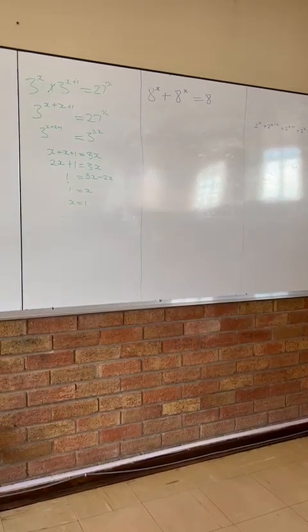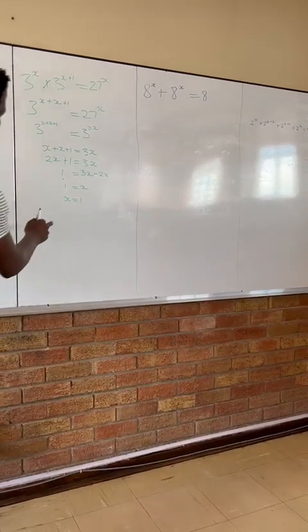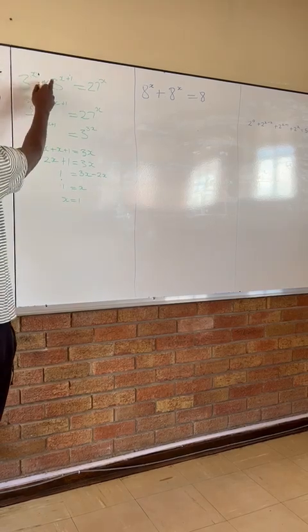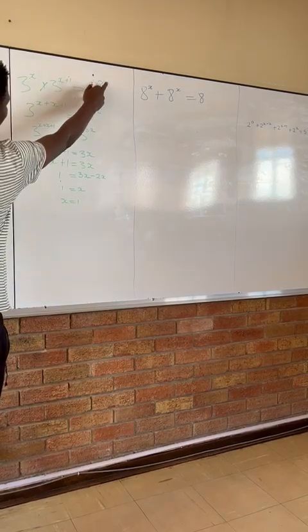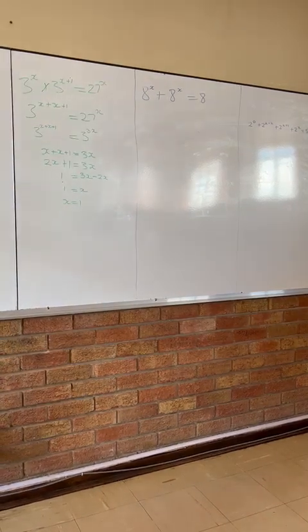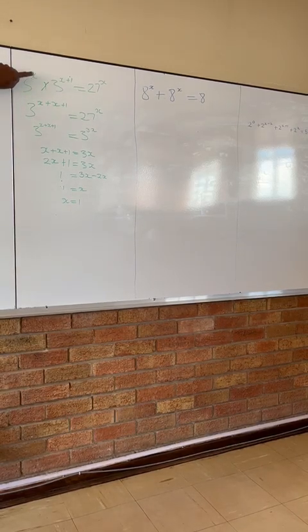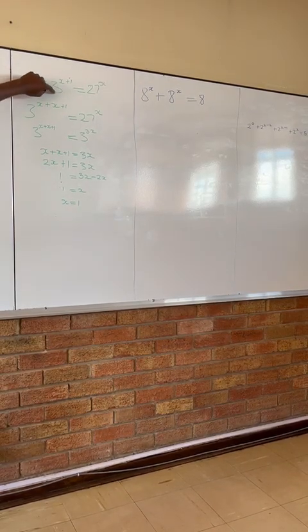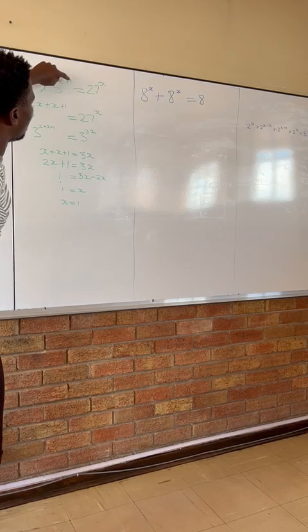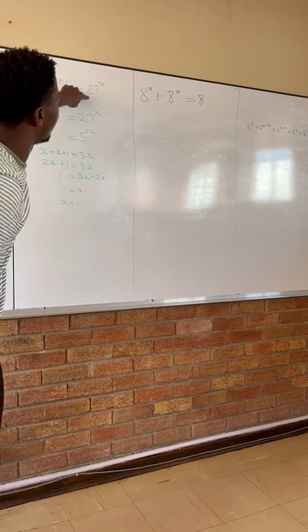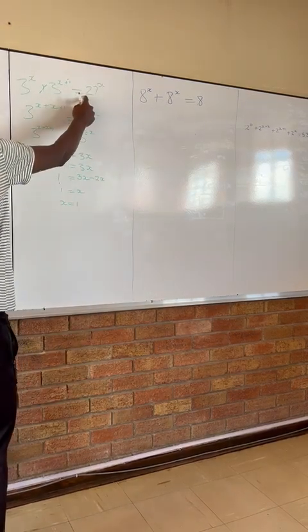So, how do we check? If we get 3 to the power of 1 multiplied by 3 to the power of 1 plus 1, we go for 27. Because how do you know that it is going to 27?